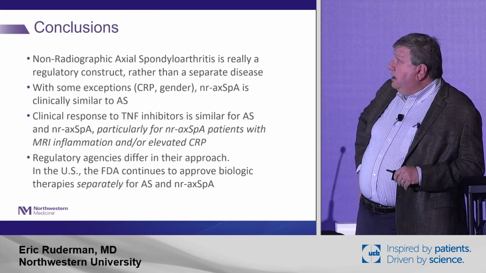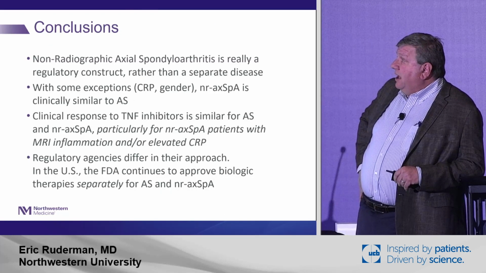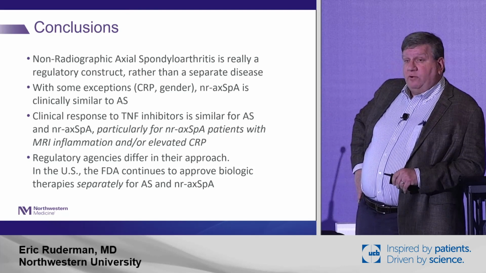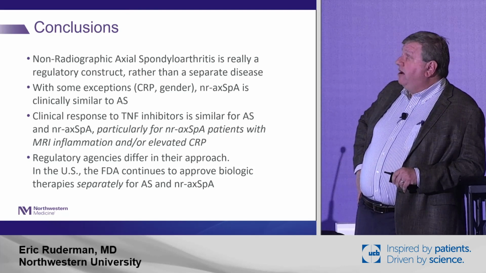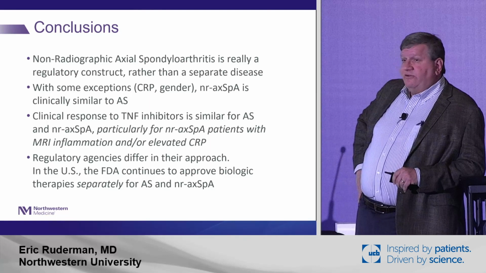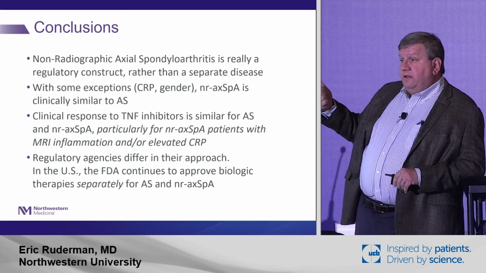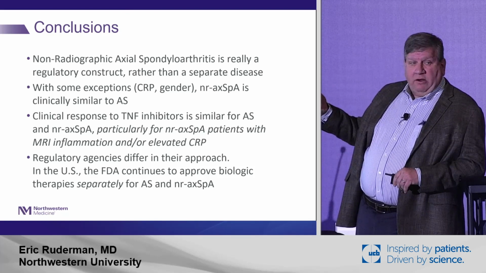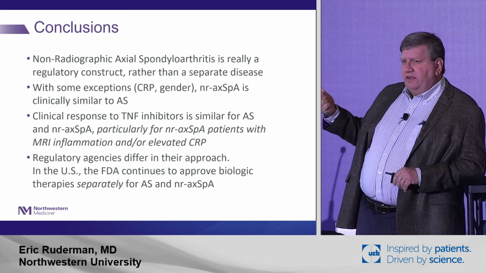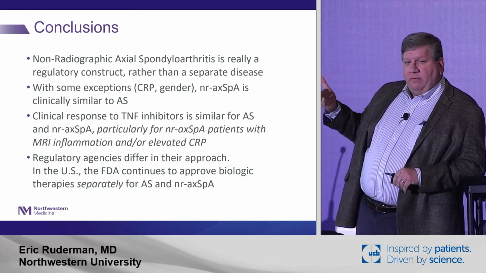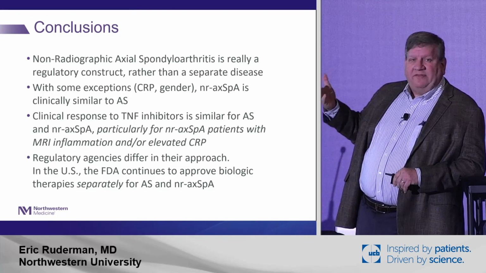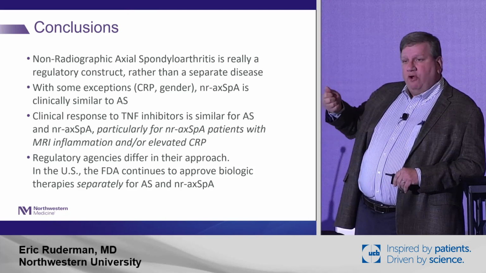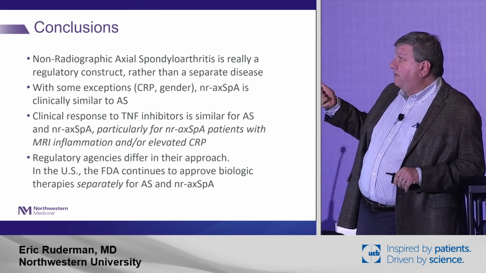So my main takeaway here is that it's confusing, and it confuses particularly a lot of trainees, but that non-radiographic axial spondyloarthritis, at the end of the day, is a regulatory construct. It's not a separate disease. When the FDA first looked at it, they had concerns, one, that these were people with fibromyalgia that were just sort of lumped in here, and I didn't show you that data, but there's now ample data that they are not, that they may have some of the fibromyalgia type criteria, but at the end, they're not the same. Most fibromyalgia patients don't end up getting classified as non-radiographic axSpA.